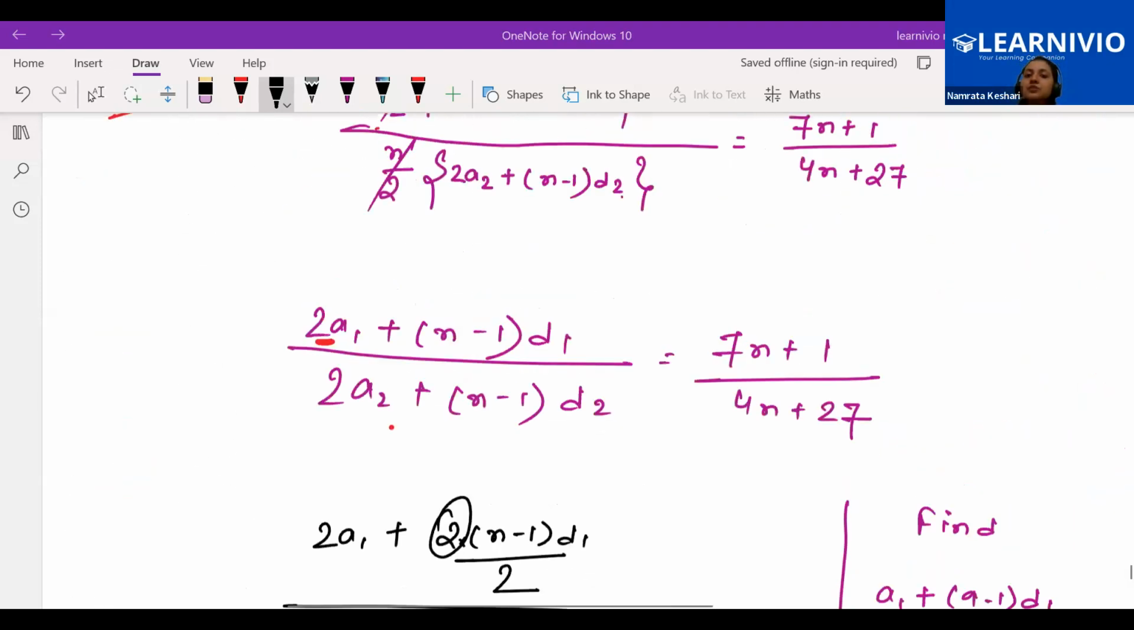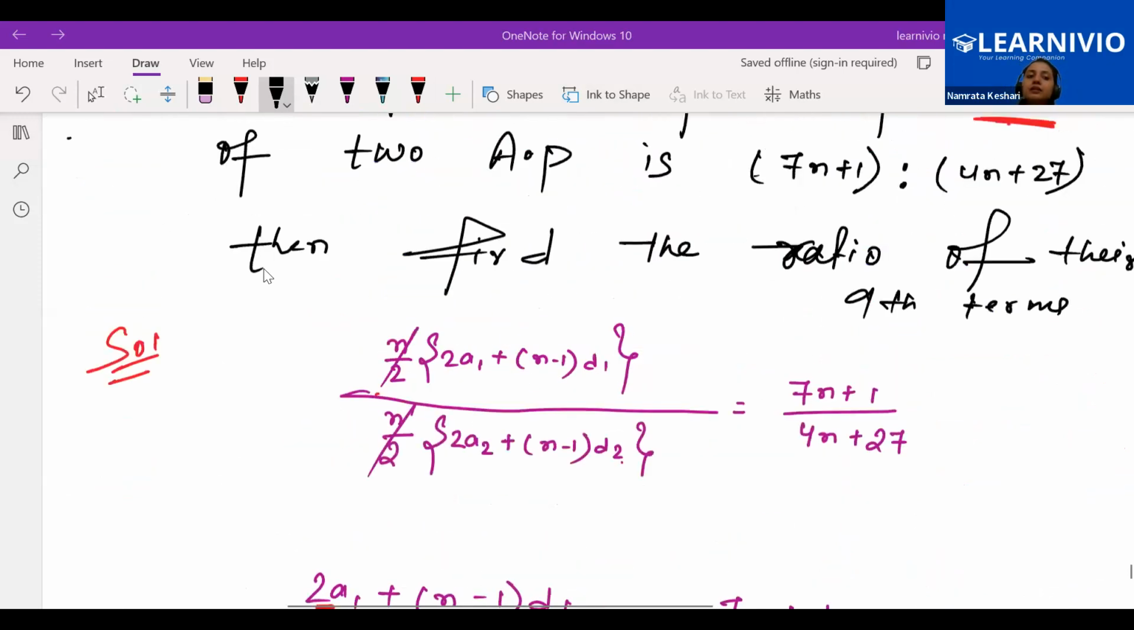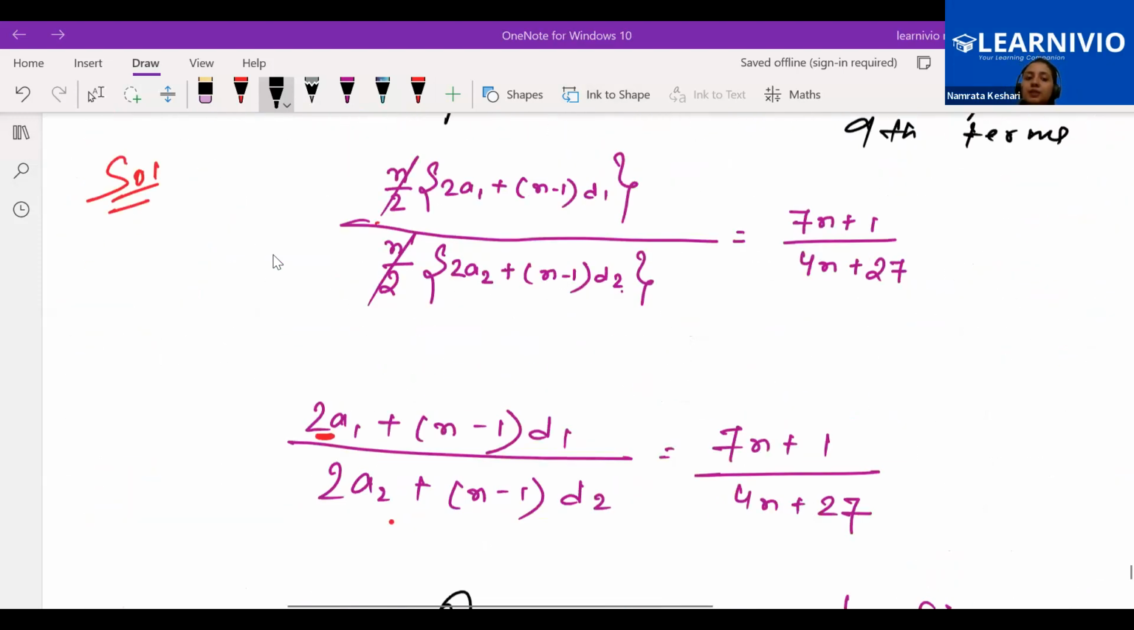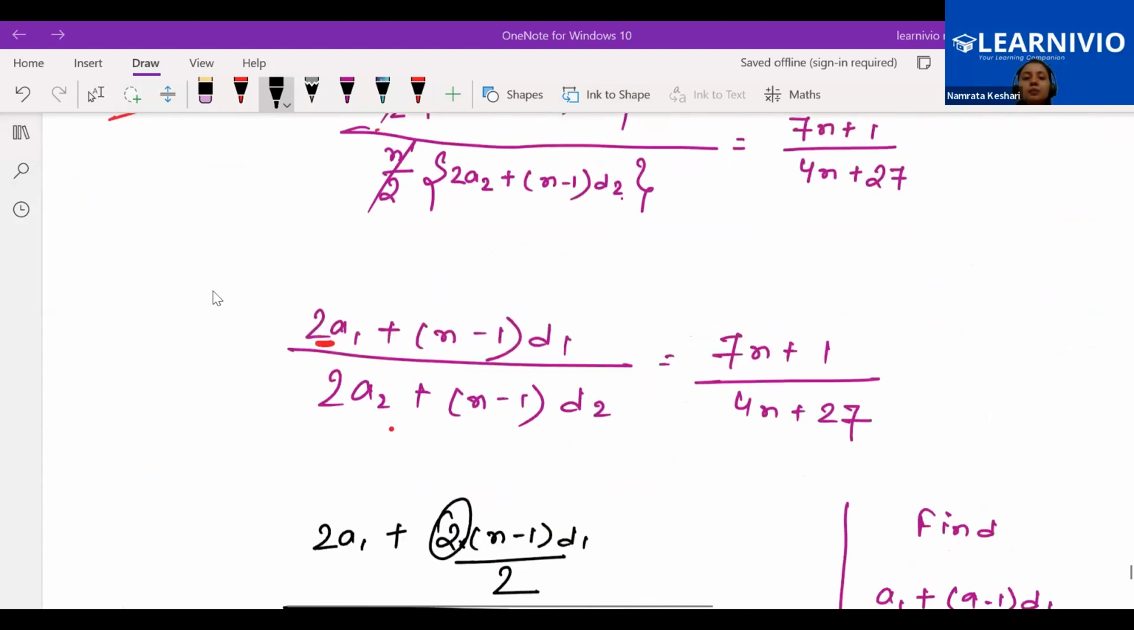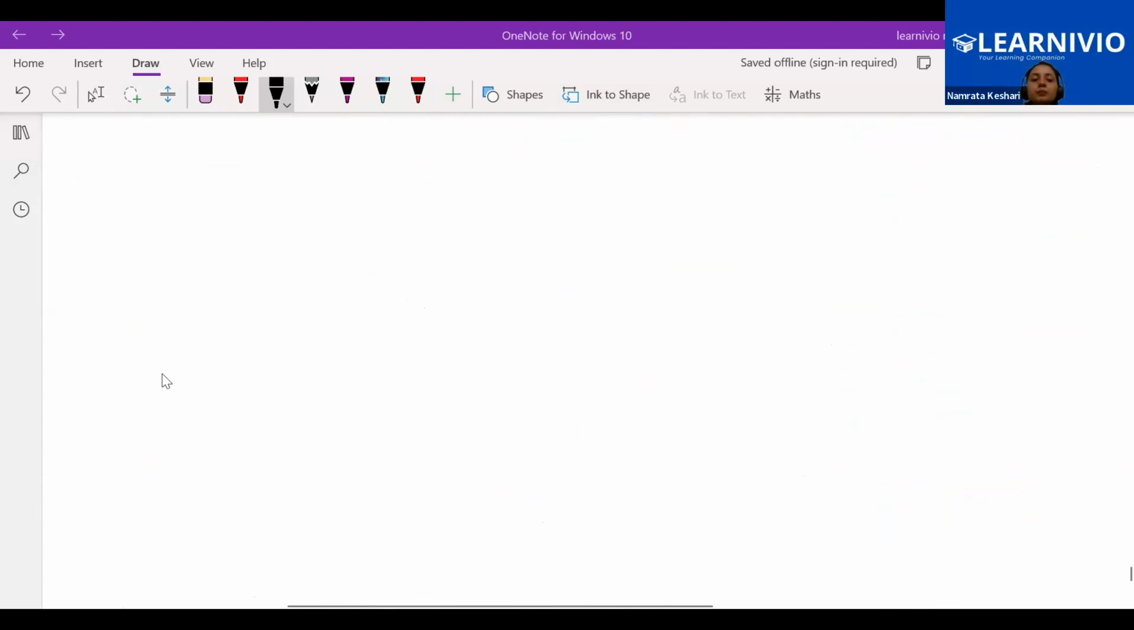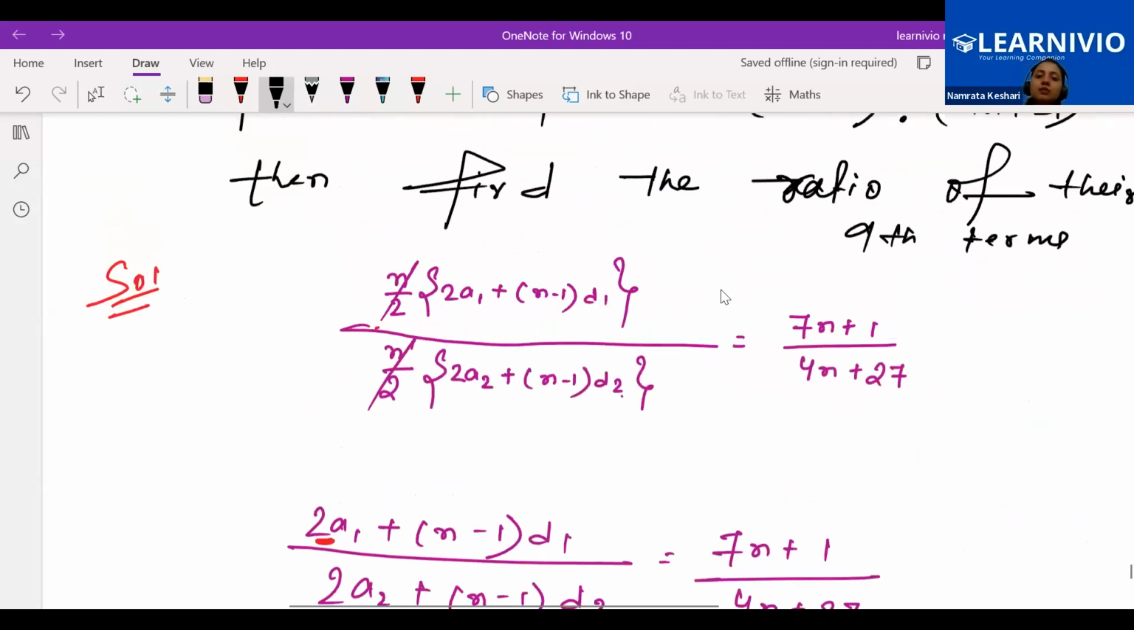So this type of question would be solved like this. Since the sum of n terms of an AP is given, suppose your AP is like this: 2, 4, 6, 8, 10. Here the sum of n terms of an AP in terms of n is given.